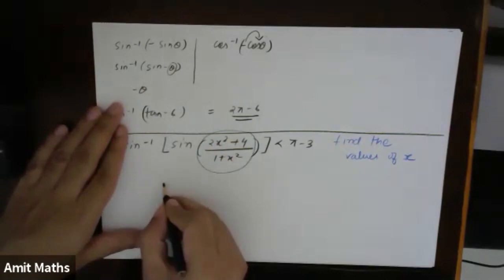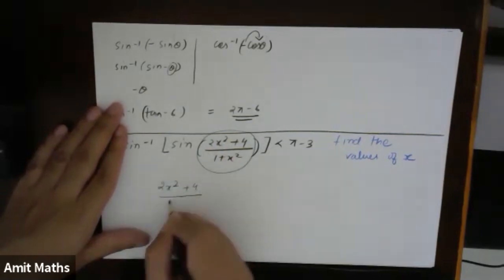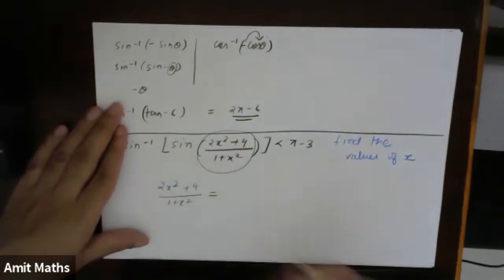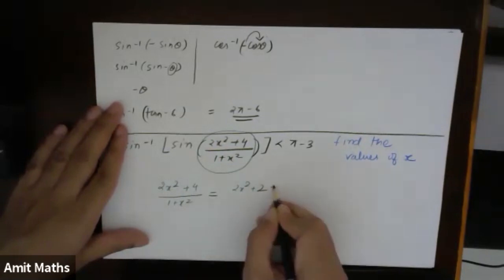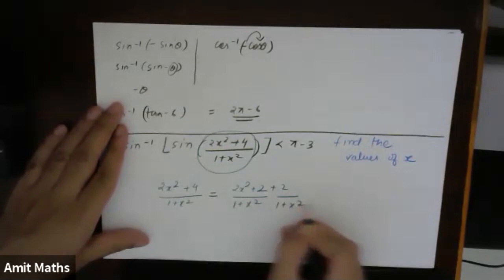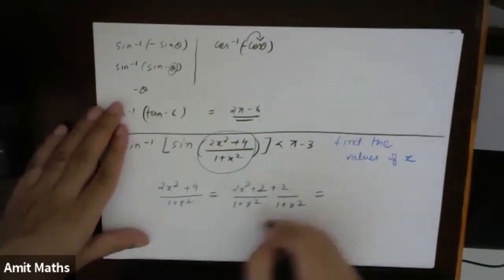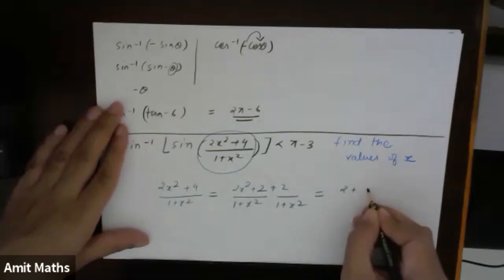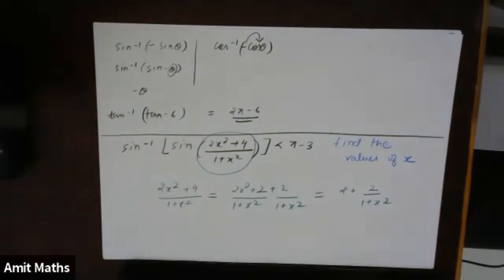So this will become 2x square plus 4 by 1 plus x square. I can write it as 2x square plus 2 by 1 plus x square, plus 2 by 1 plus x square. I can write this part as this. This is nothing but 2 plus 2 by 1 plus x square.